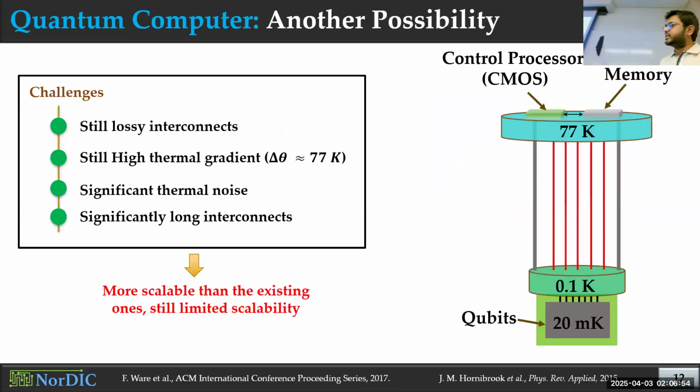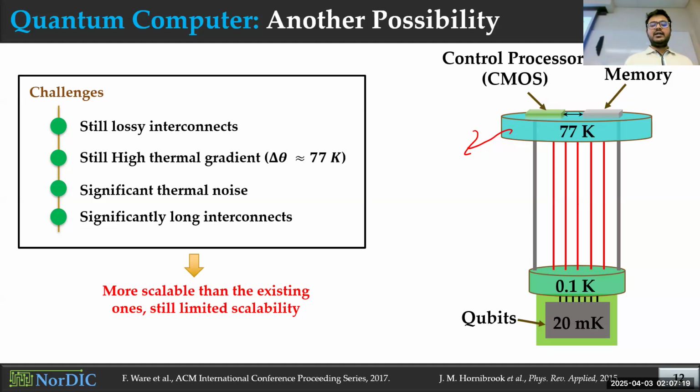And another possibility is there. People are also exploring that because 4 Kelvin with liquid helium is really expensive. Another possibility is 77 Kelvin, or liquid nitrogen. If you compare this, 4 Kelvin is more than 200 times more expensive than liquid nitrogen. That's why people are also exploring that to save some cost.